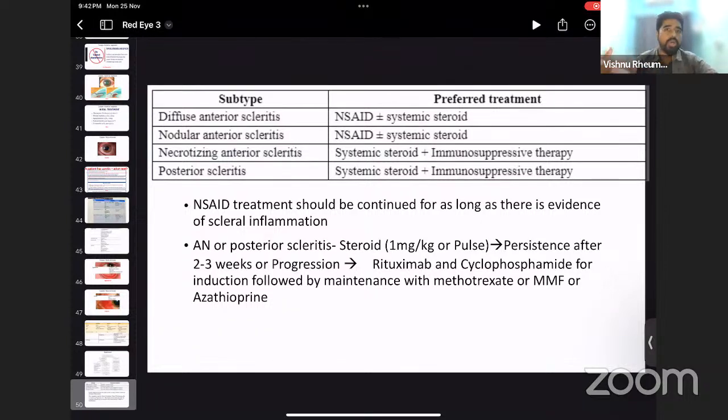So next we go to our second portion, that is your approach to urticaria and angioedema. Just give me two minutes.